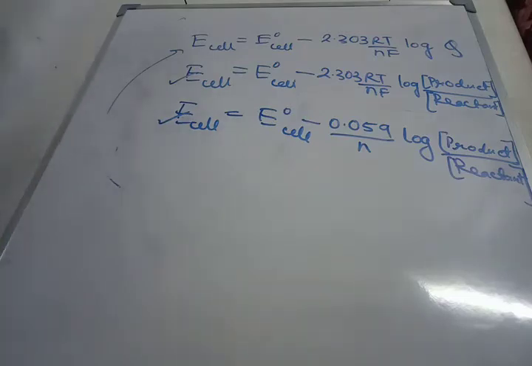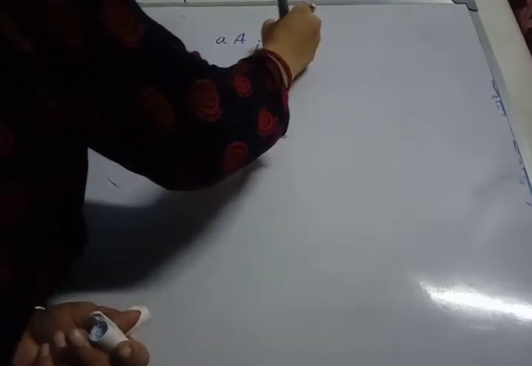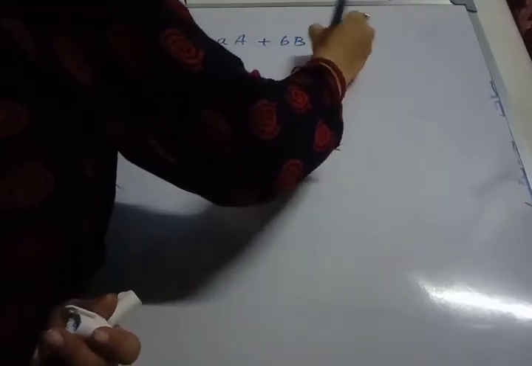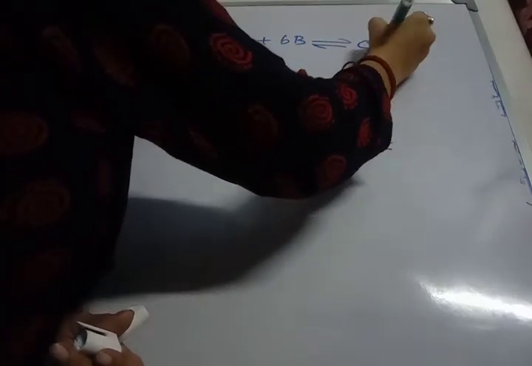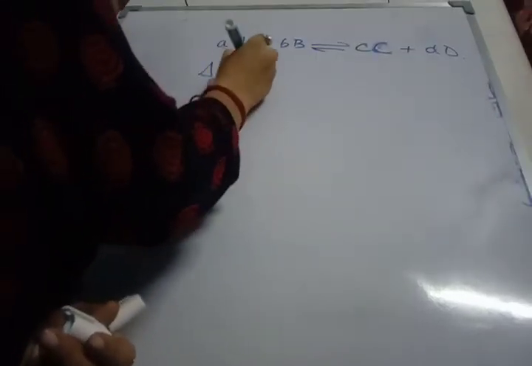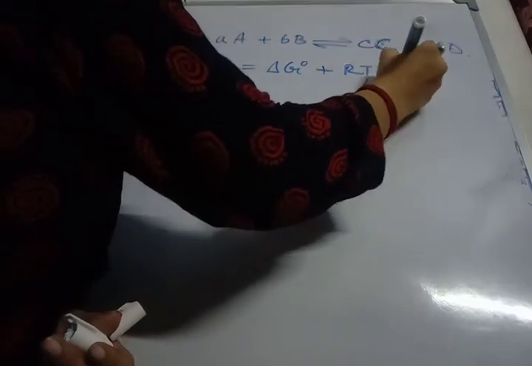Next, we have to derive the relation between free energy change and equilibrium constant. Now we'll again consider that general reaction. This reaction we'll consider again. And again we'll be applying the relation of chemical equilibrium. So we'll write this again. Delta G equals delta G0 plus RT ln Q.